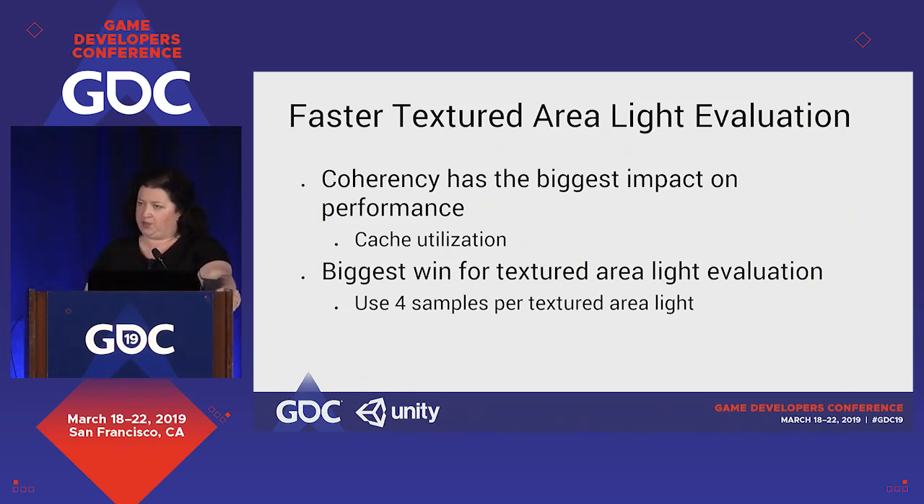Now, one of the issues with area lights, of course, is they're quite large and the samples can go in a wide range of directions. So we need to think about coherency of rays in order to obtain good performance. It really is one of the biggest costs for this particular effect. As you can imagine, the caches get quite trashed in the process. So the biggest win for area light evaluation is to think about how we can improve coherency of evaluation.